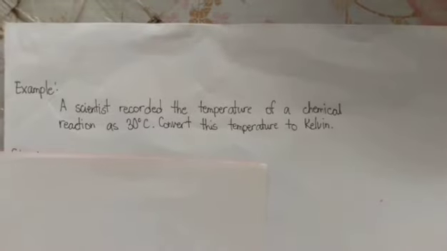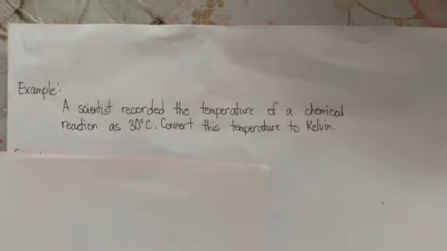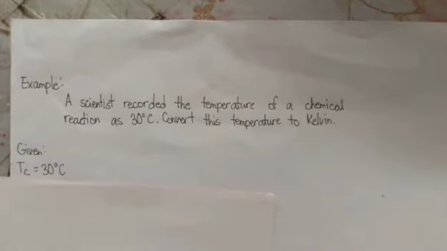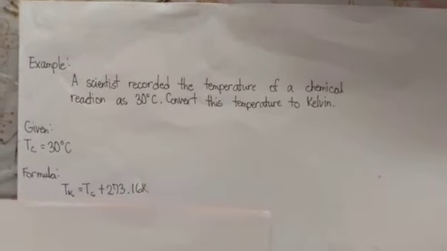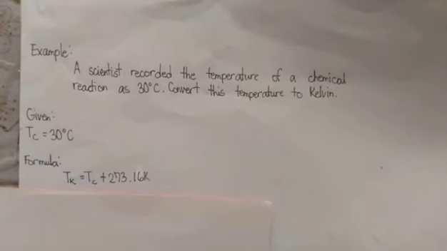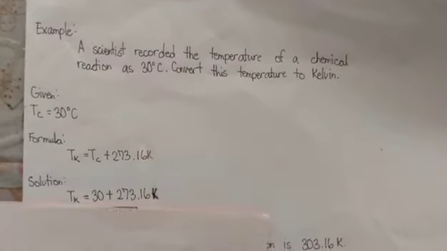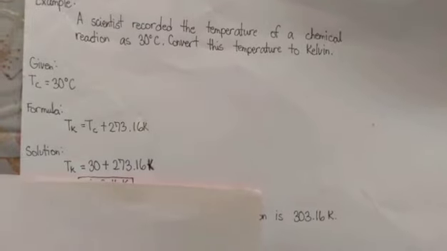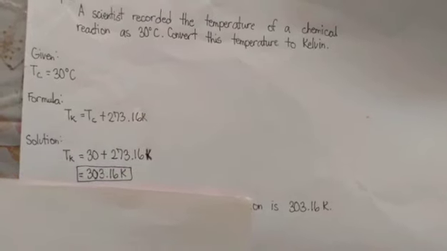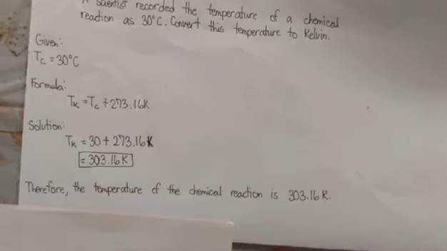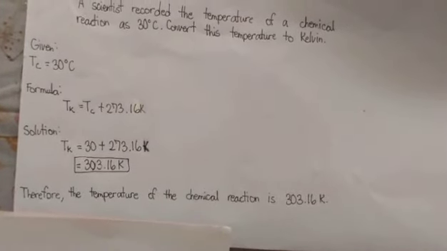Example: a scientist recorded the temperature of a chemical reaction as 30 degrees Celsius. Convert this temperature to Kelvin. The given is T sub C equals 30 degrees Celsius. The formula is T sub K equals T sub C plus 273.16 Kelvin. The solution is T sub K equals 30 plus 273.16 Kelvin equals 303.16 Kelvin. Therefore, the temperature of the chemical reaction is 303.16 Kelvin.